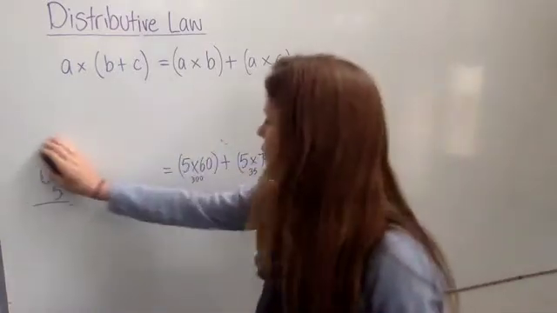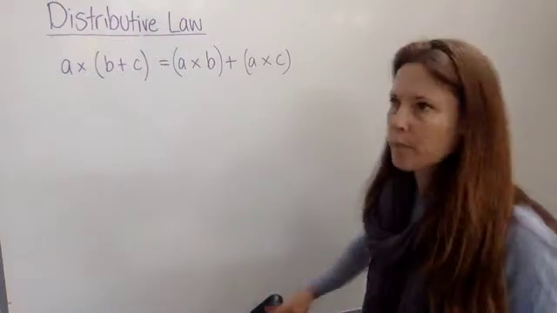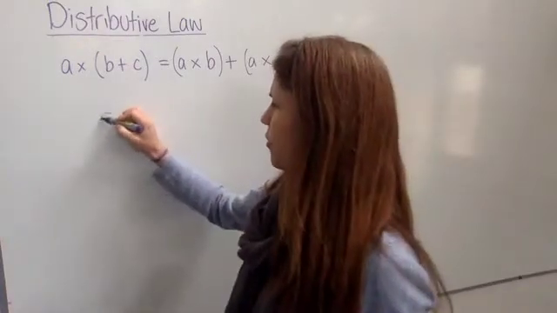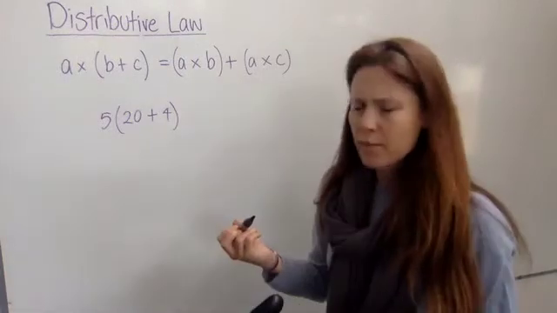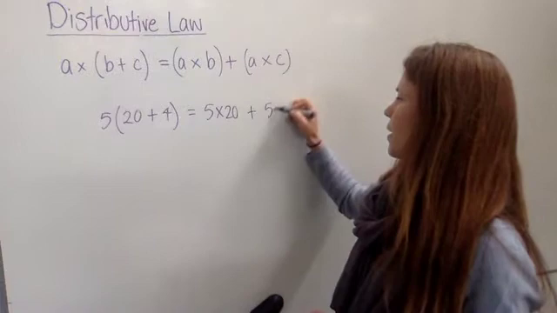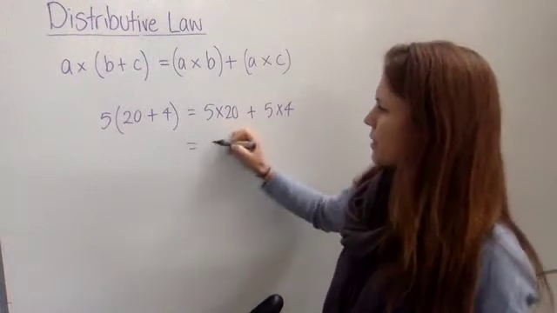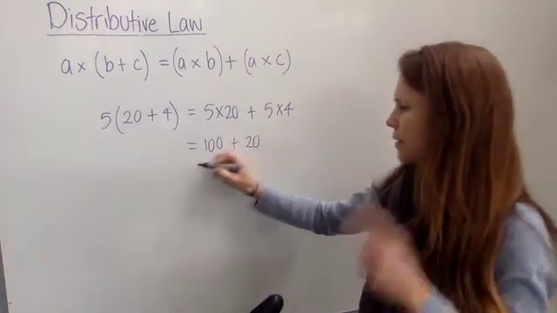Now, this module makes no sense to some children because they look at it and say, there's no point. If I have 5 lots of 20 plus 4, you're telling me that I need to change this to 5 lots of 20 plus 5 lots of 4, and you're telling me that's easier to do because this is 100 plus 20, and that's very easy to find.